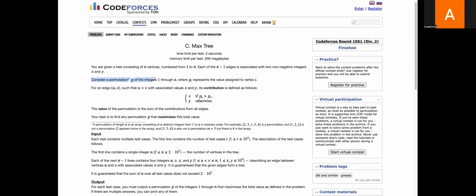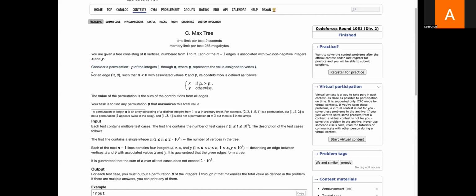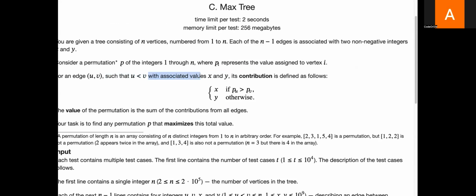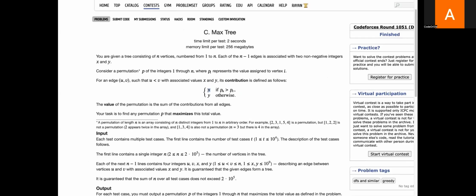Consider a permutation p of integers 1 through n, where p of i represents the value assigned to vertex i. For an edge (u, v) such that u is less than v, with associated values x and y, its contribution is defined as follows. The value assigned to vertex u is p_u. If p_u is greater than p_v, you will get x as the contribution, otherwise y will be the contribution.